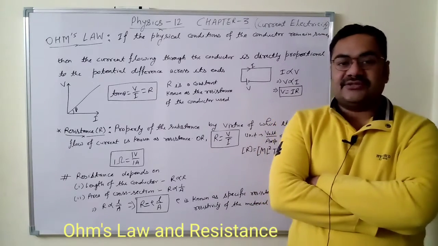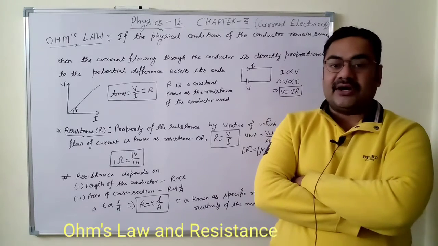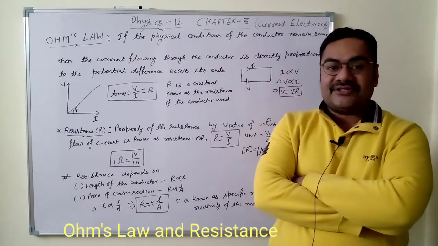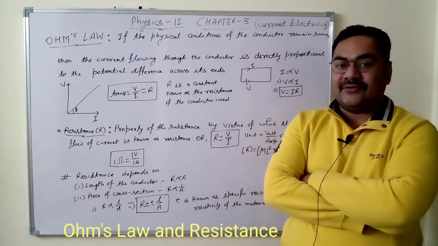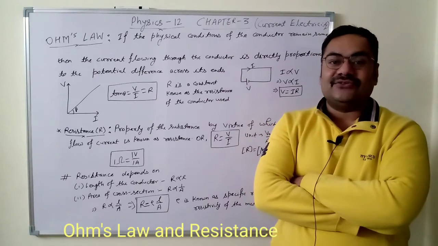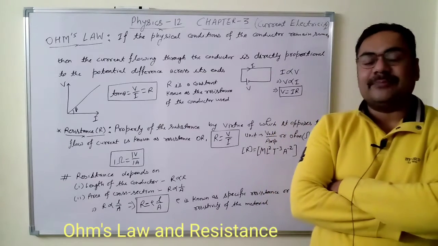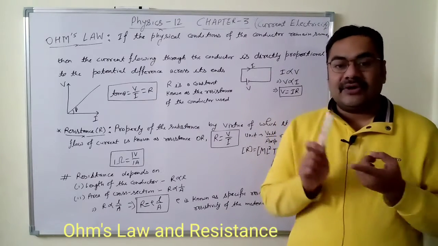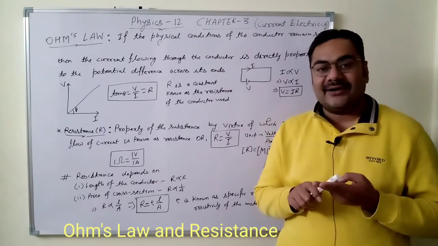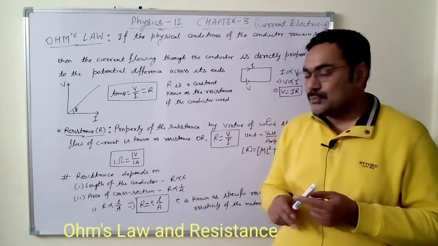1 ohm resistance, or unit resistance, is that resistance of a conductor into which 1 ampere current flows upon application of a potential difference of 1 volt. In other words, upon applying 1 volt, if a conductor gives 1 ampere current, then the resistance of that conductor is said to be 1 ohm.